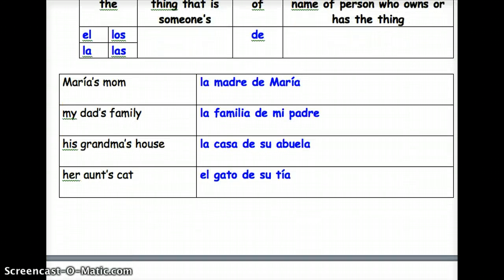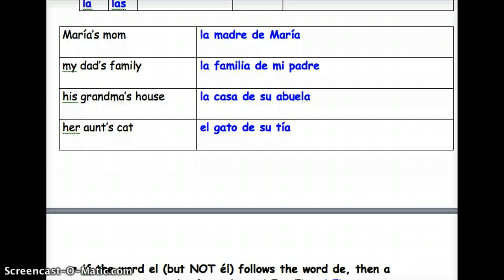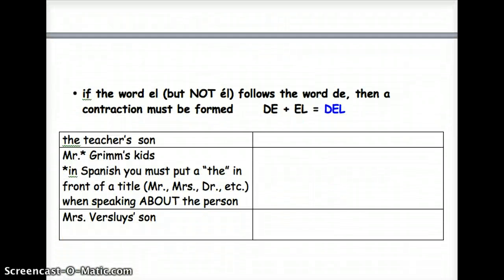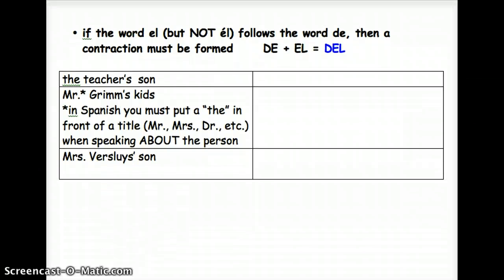Now, if you think back to earlier this year, we had a contraction, and that contraction was when the word a, to, was followed by the word el, meaning the, a and el became al. So if you're going to say something like, I'm going to the game, you don't say voy a el partido, you contract them, voy al partido.